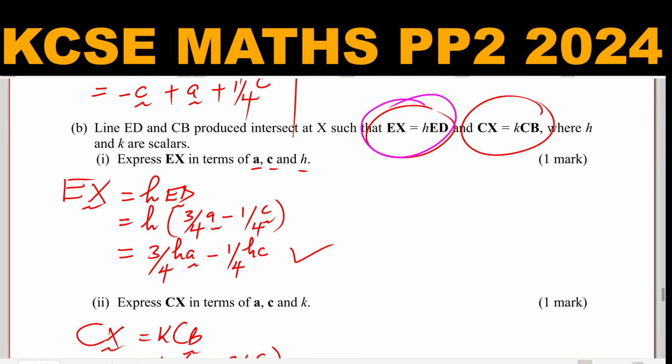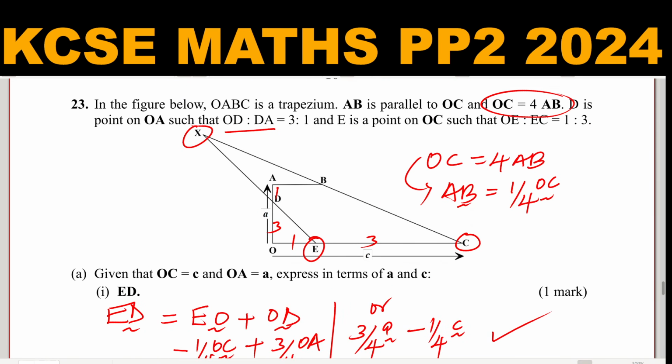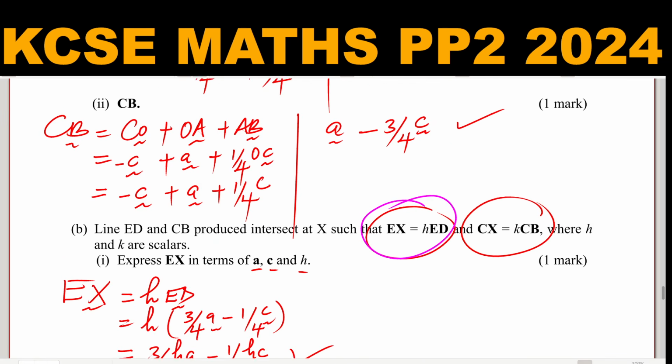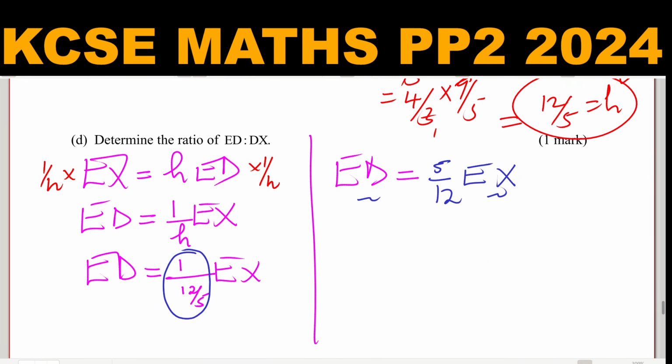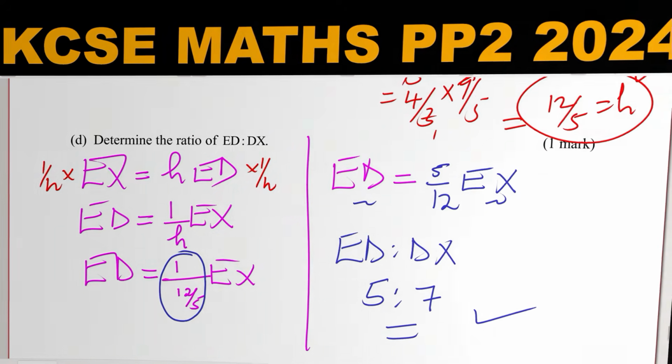ED is equal to 5 over 12 EX. So that one will give you the ratio. ED is 5, and because the sum is 12, this one automatically will be 7. So this will guide you, and therefore you get the ratio ED to DX to be 5:7. So ED to DX is equal to 5:7. And that is how you are supposed to solve that question.